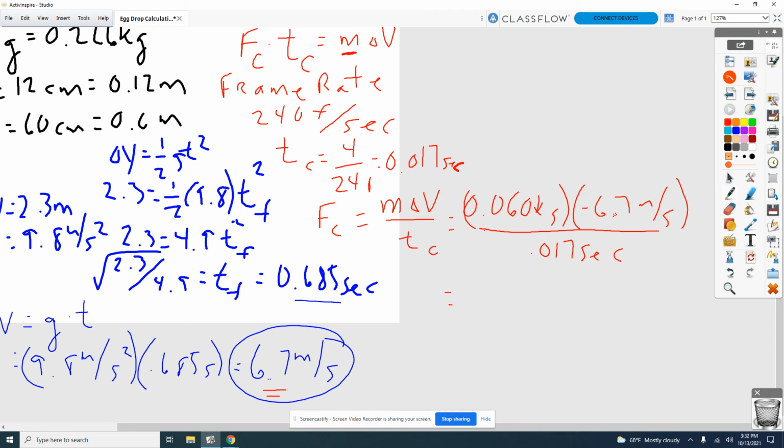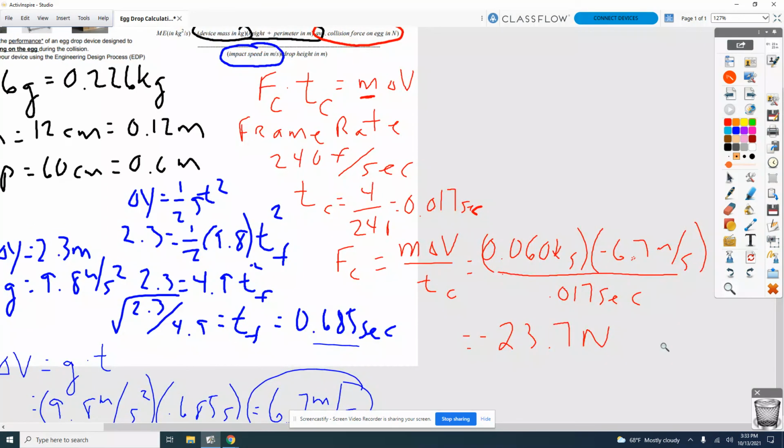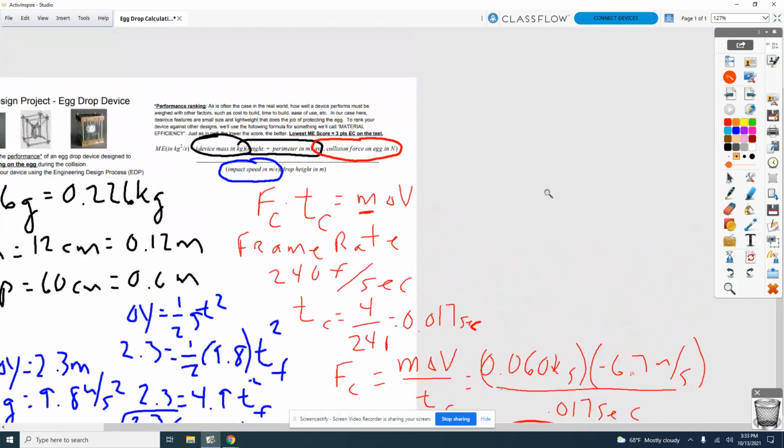So I divide that now by 0.017, and I get a collision force of about 23.7 newtons. Now I could call that negative if I'd like. The negative is denoting an upward direction. I can keep that as a positive for my ME score, just so that all my numbers turn out to be positive there. Now that 23.7 would go into this portion of the equation up here.